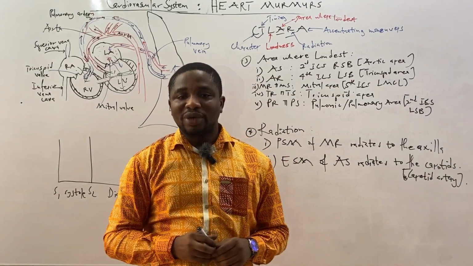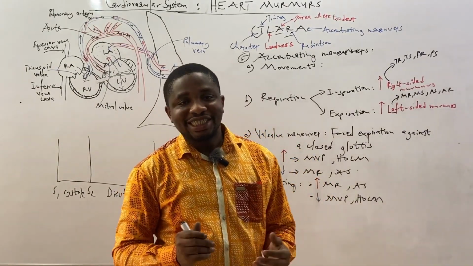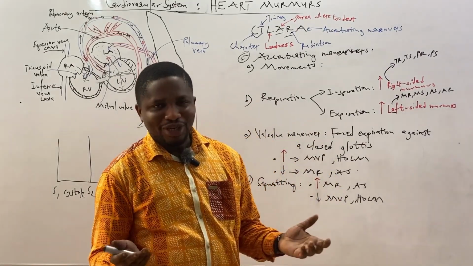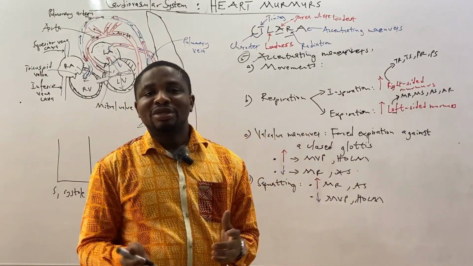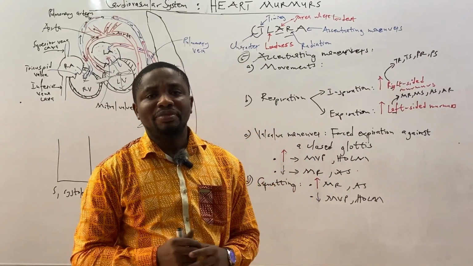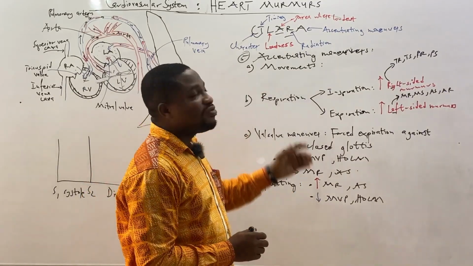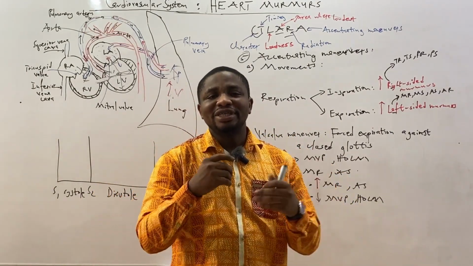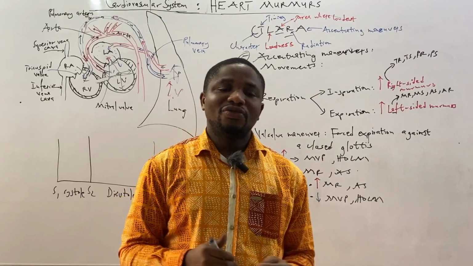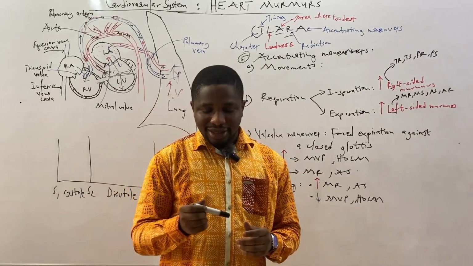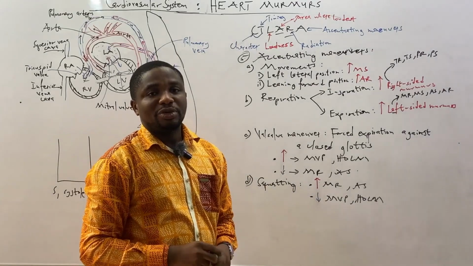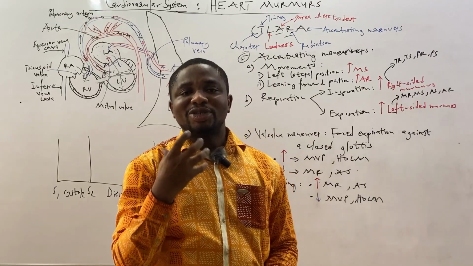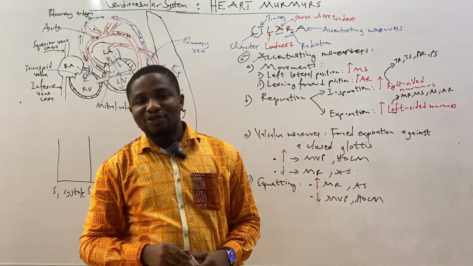Now let's look at the last one. And finally of our CITYLARA concept, the accentuating maneuvers. Interesting, right? Very, very interesting. For the accentuating maneuvers, we are going to be looking at it from different points of view. The first one is the movements. With the movements, we want to know which movement will help increase the loudness of the murmur. There are two movements that can be done. The first one, we can think of the left lateral position. The left lateral position increases the loudness or the intensity of murmurs of mitral stenosis.